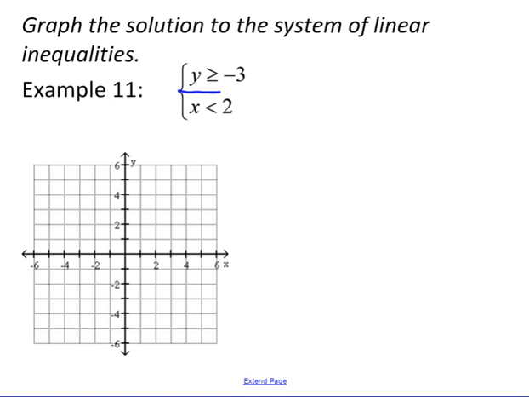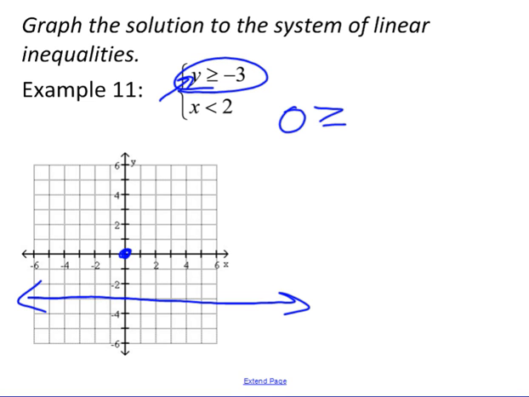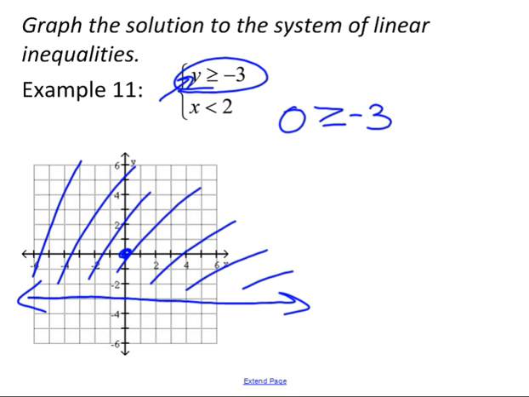So it says y is greater than or equal to negative 3. So I'm going to draw it as a horizontal, solid line at y equal negative 3. So now I have to do a test point. Again, I'm going to pick 0, 0. I don't have an x value to plug in, but I can plug in y. So is 0 greater than or equal to negative 3? And yes, it is. So I'm going to shade covering up the test point.